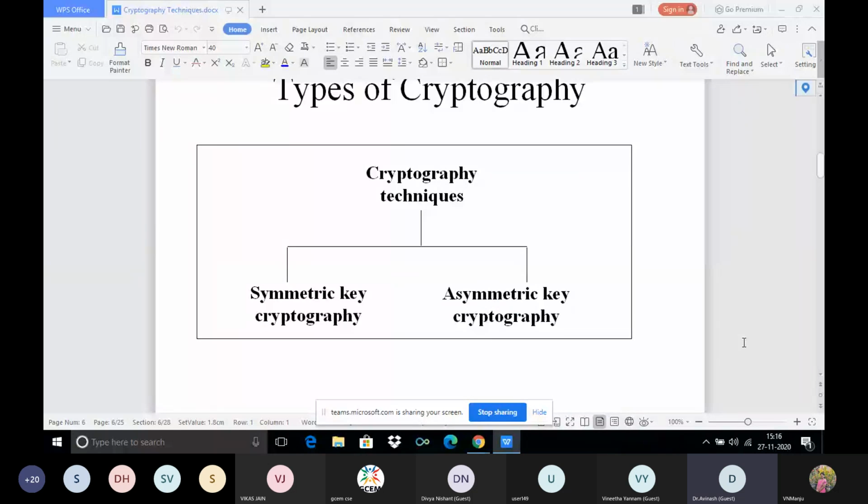I just told you about the cryptographic techniques. One is a symmetric key cryptographic technique, and the other one is an asymmetric key cryptographic technique. This classification is based on the two aspects which we saw just now. If the cryptographic technique is based on a symmetric algorithm, then we can say it is symmetric key cryptography, and otherwise, if it is based on an asymmetric algorithm, then we call it an asymmetric key cryptography technique.